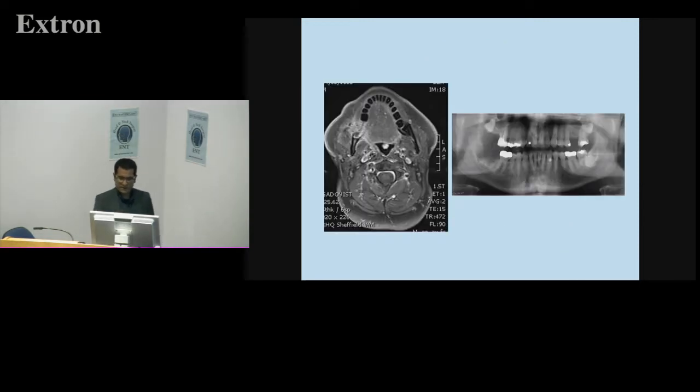So this is an MRI scan. You can see on the OPG this tumor here, and you can tell the cortex has been lost, and the marrow itself is replaced by tumor. Yeah? So this is a T1 weighted image with contrast.